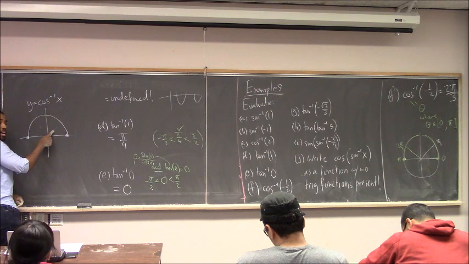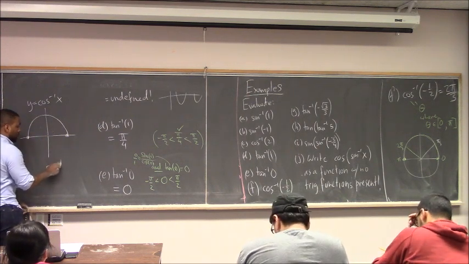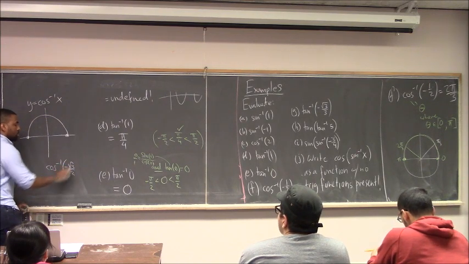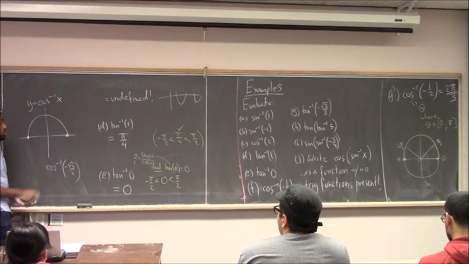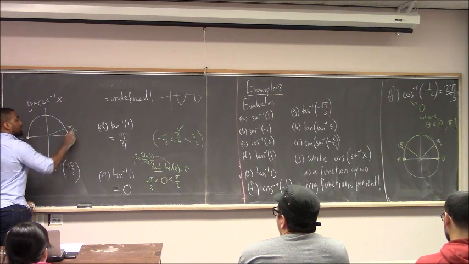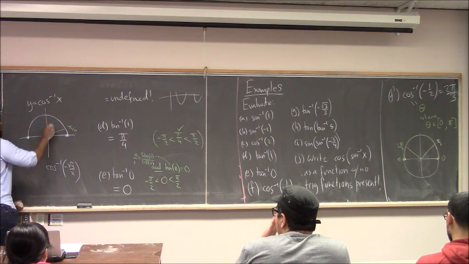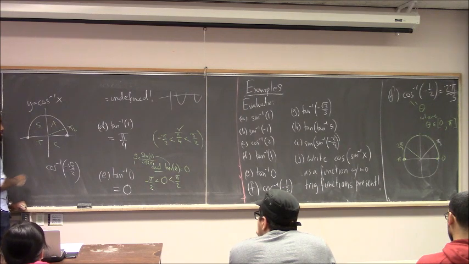So for example, if I asked you, what is cosine inverse of minus radical 3 over 2? First thing I figure out, where does cosine hit positive radical 3 over 2? I know that happens at pi over 6. However, I want the cosine to be negative. All Students Take Calculus tells me that this is where it's going to be negative. I want the reference angle here.